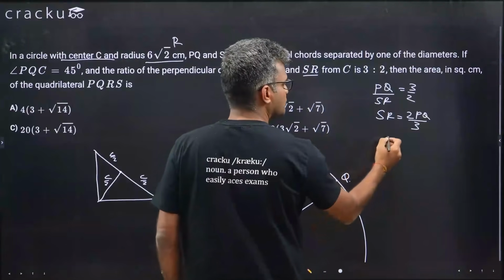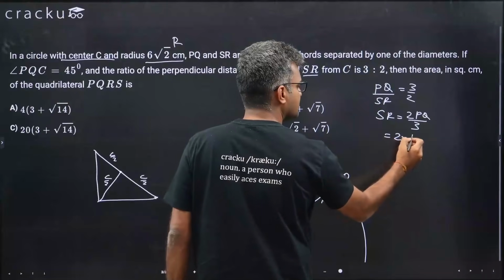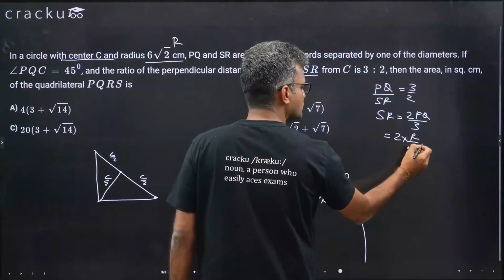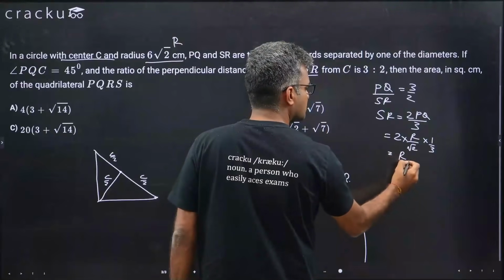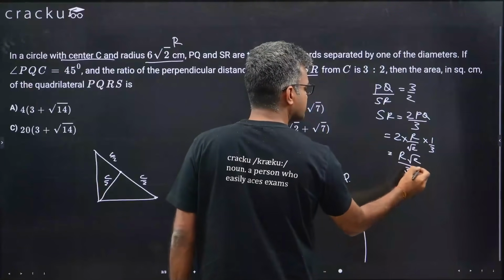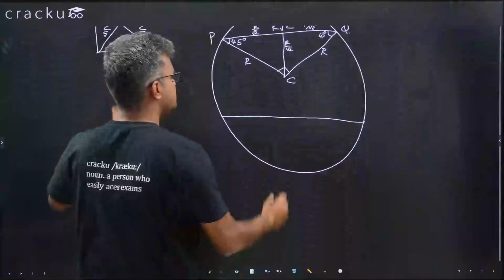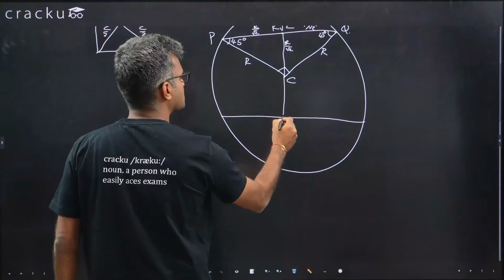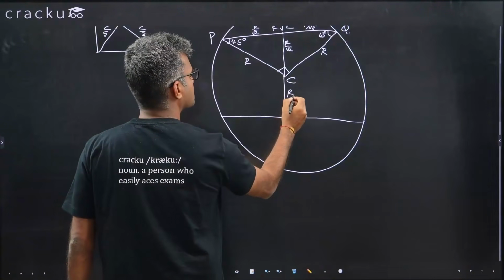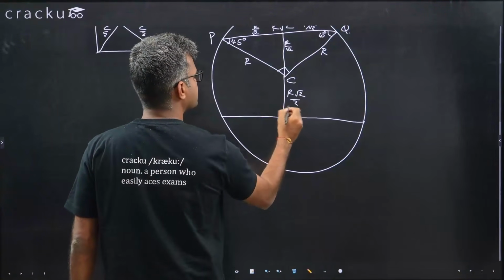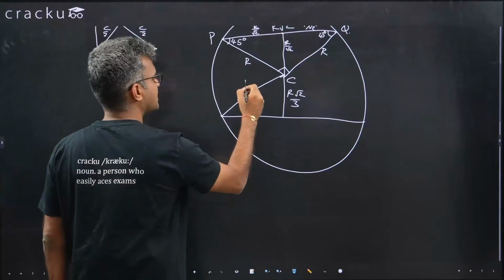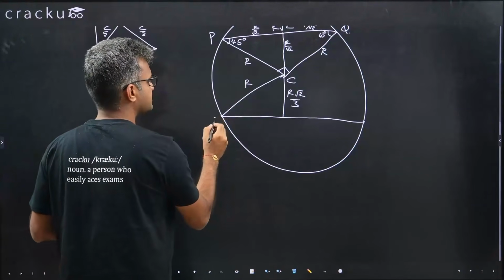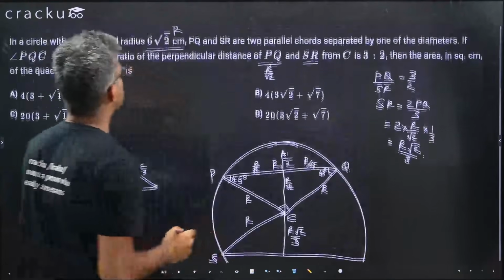PQ is R by root 2. So, this is 2 into R by root 2 into 1 by 3, which is equal to R root 2 divided by 3. This is the radius R. This is S, and what is the other one? I think SR.